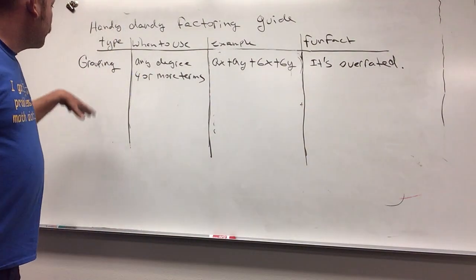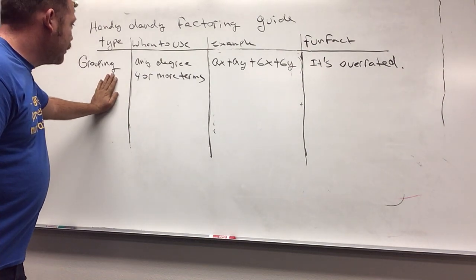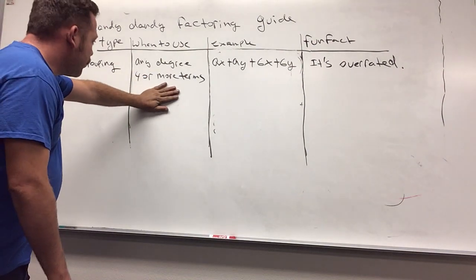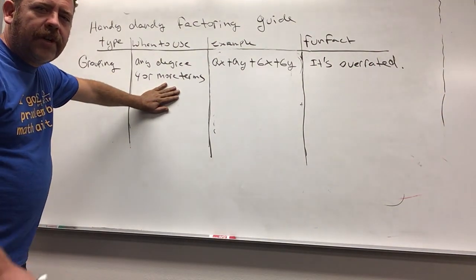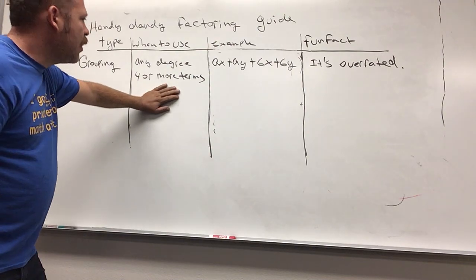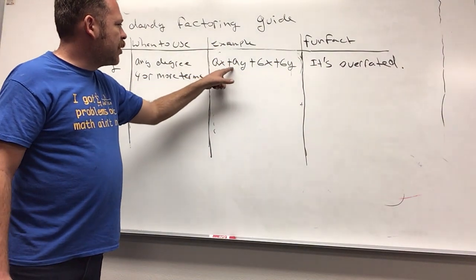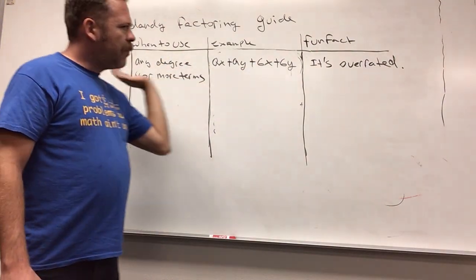Okay, so grouping is the next type of factoring on our handy dandy factoring guide. When do we use grouping? When there's 4 or more terms. So the only other type of factoring you could use for 4 or more terms was GCF. And remember, you always do GCF, but look at this one. I have AX plus AY plus 6X plus 6Y, and there's nothing in common between all 4.